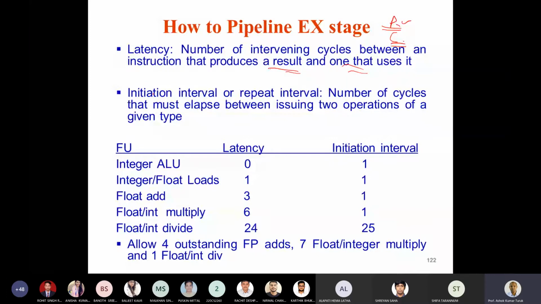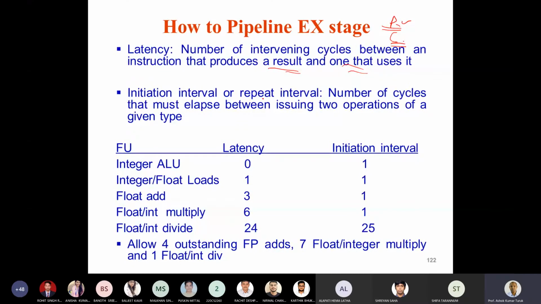The other is the initiation interval, or the repeat interval. This is the number of cycles that must lapse between issuing two instructions of a given type. If I have two instructions of the same type, how many clock cycles should lapse between them so that both can be issued?